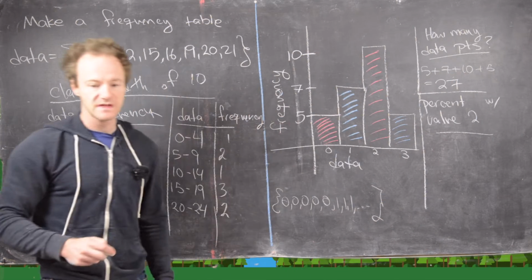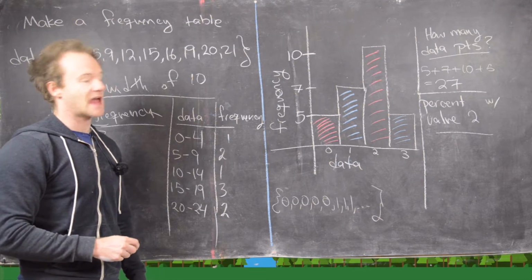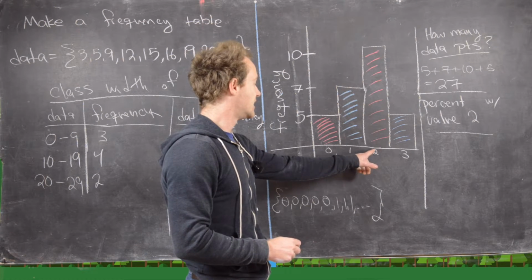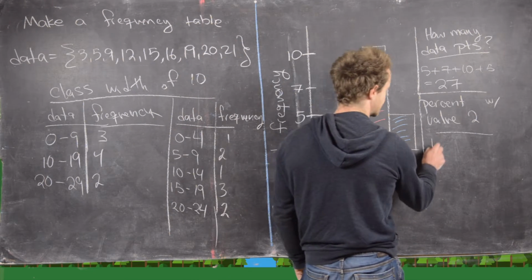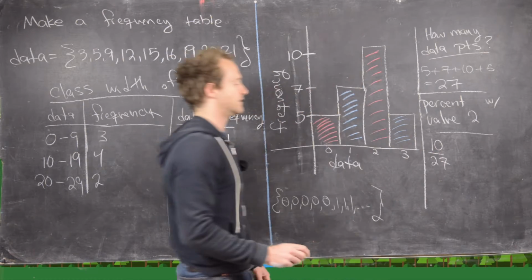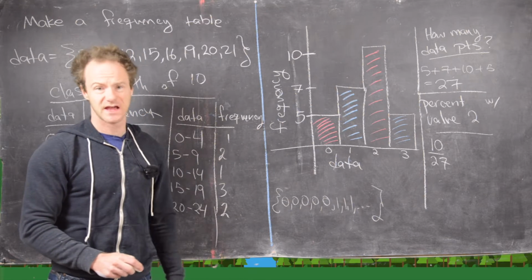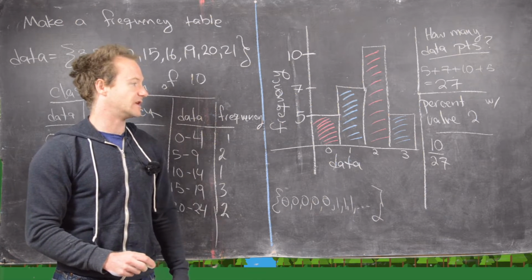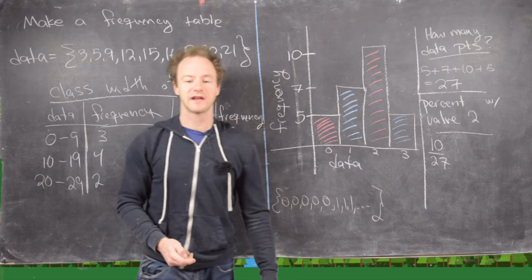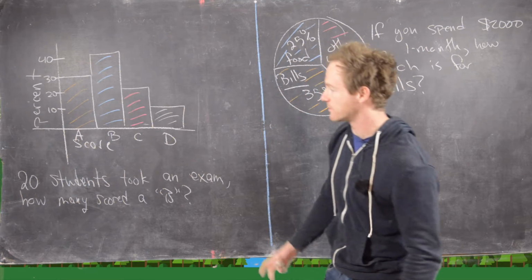Great. And then the next thing we want to do is find what percent have a value of 2. Well, notice that we have 10 with a value of 2. So the total number with a value of 2 is 10 over the total number in the sample, which is 27. If you convert that to a percent, that will give you the value you're looking for. So I'm going to clean up the board and we'll look at a few more examples.